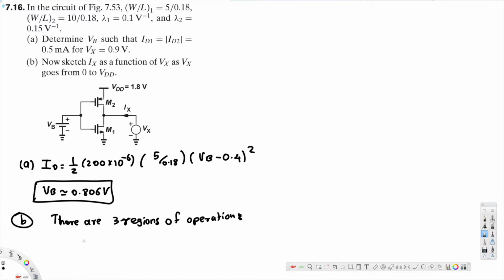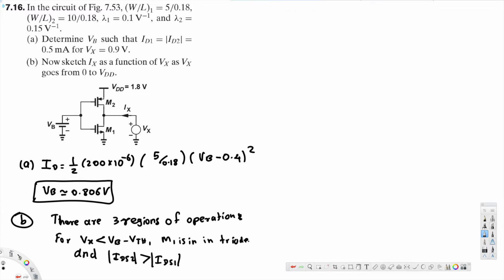Operation for Vx less than VB minus V threshold: M1 is in triode region, and at that time IDS2 absolute value will be greater than IDS1. This is for M1, this condition is in triode region.